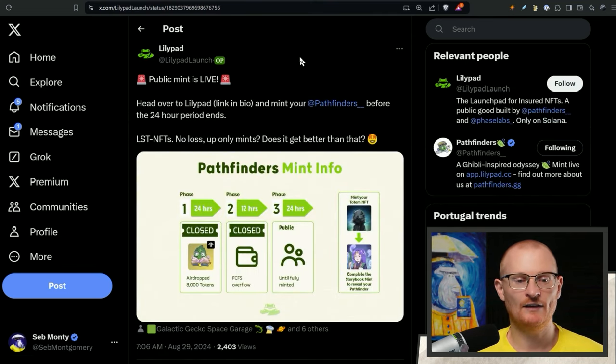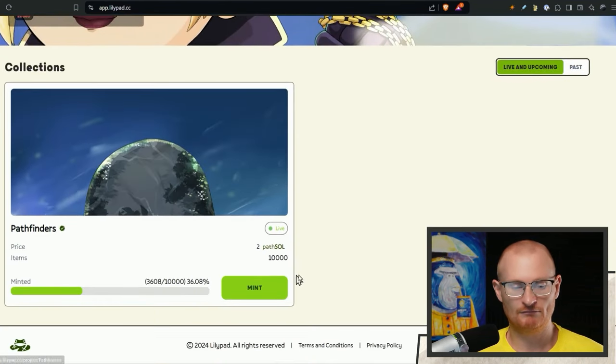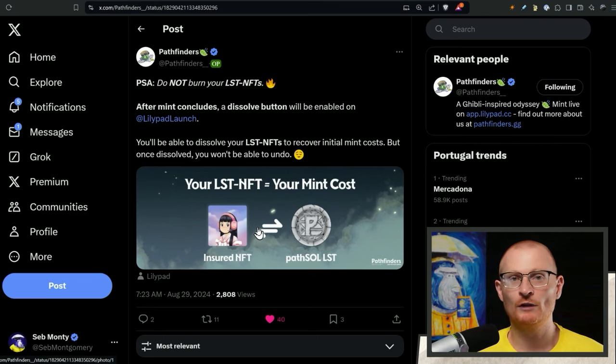Lilypad, they still have their public mint for Pathfinders on. Remember a couple of things. There's not a lot of demand, but there's no real downside to it. I like what they're doing, but clearly the market does not, unfortunately. However, if you do get one, you don't burn it in order to get your soul back. That's silly. What you have to do is there will be a dissolve button after the mint concludes. This will be the last time I'm going to mention Pathfinders unless something new happens.